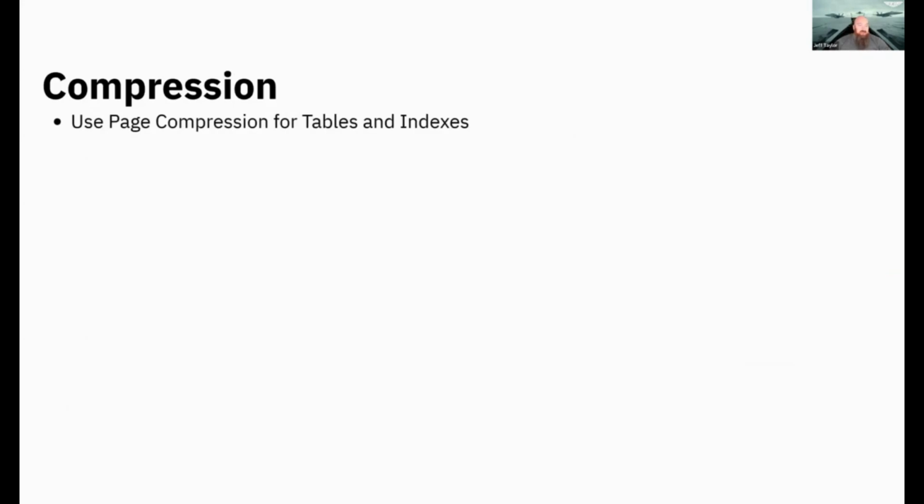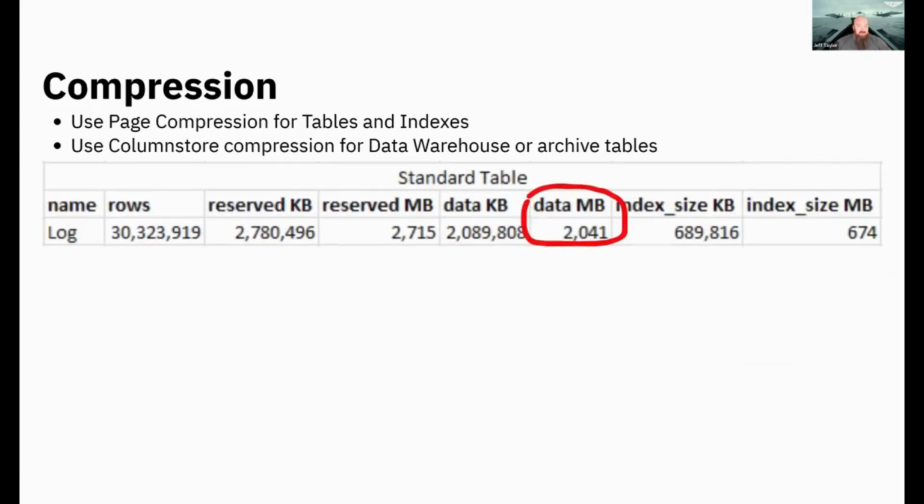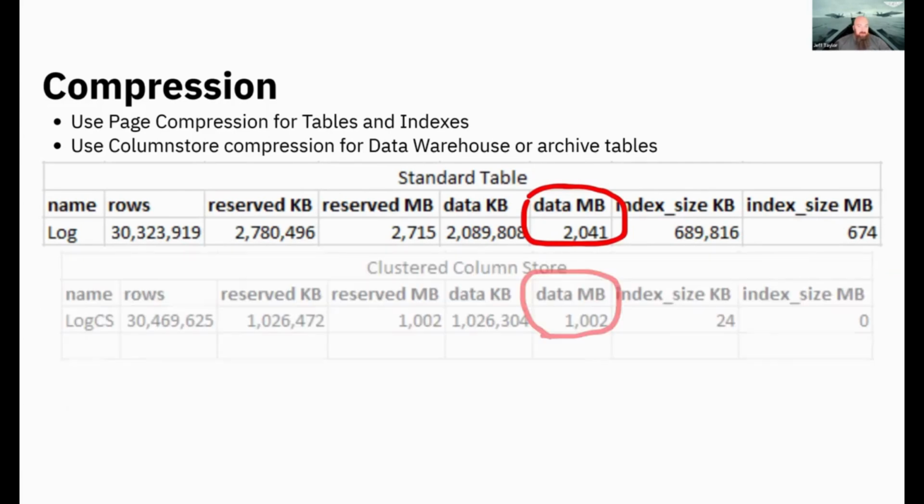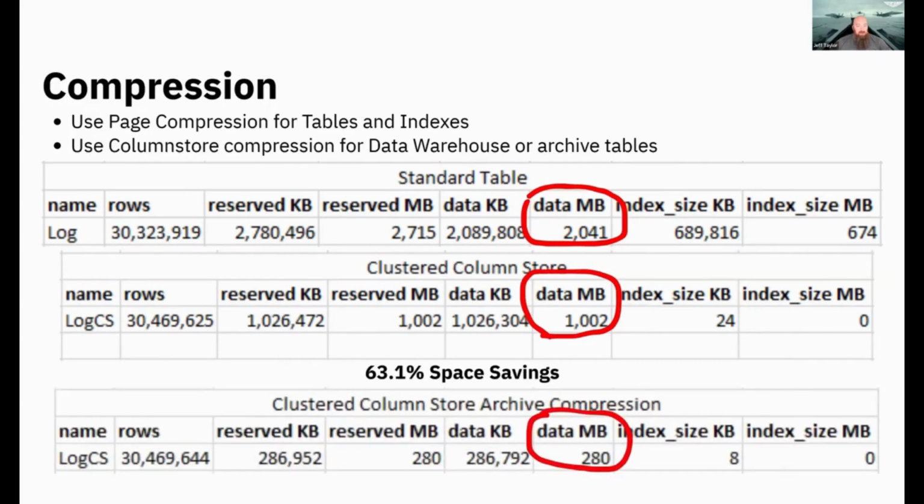Compression. Use page compression for tables and indexes. If you have a data warehouse or archive tables, think about using column store compression. A tremendous amount of space can be saved. So here, 30 million records was over 2,000 megabytes. When you did a column store, it was 1,000, 63.1% space savings. If you did archive compression, it took that 2,000 down to 280 megs.